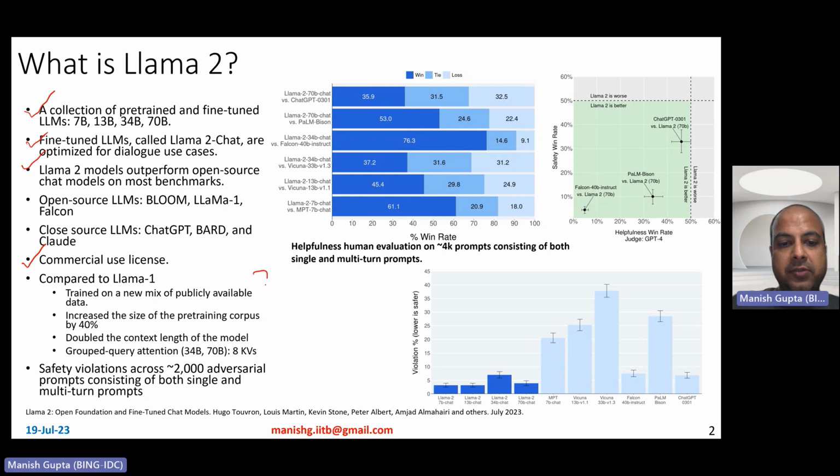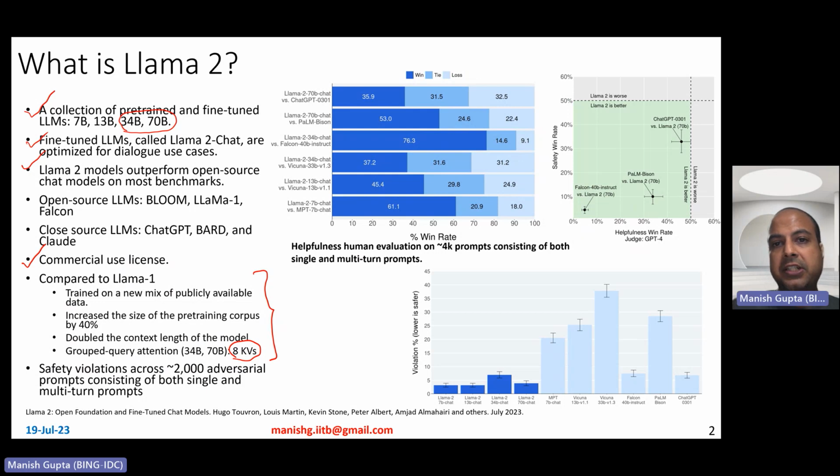Compared to Llama 1, here are some of the architectural changes. It has been trained on a new mix of publicly available data. The size of the pre-training corpus has been increased by 40%. They have doubled the context length of the model. Also, they are using grouped query attention for the 34 billion and the 70 billion checkpoints, so as to have efficient inference. Now, this grouped query attention basically means that the key value pairs essentially are going to be limited in number. So irrespective of the number of heads, they have essentially 8 different key value projections, which are basically shared across those attention heads.